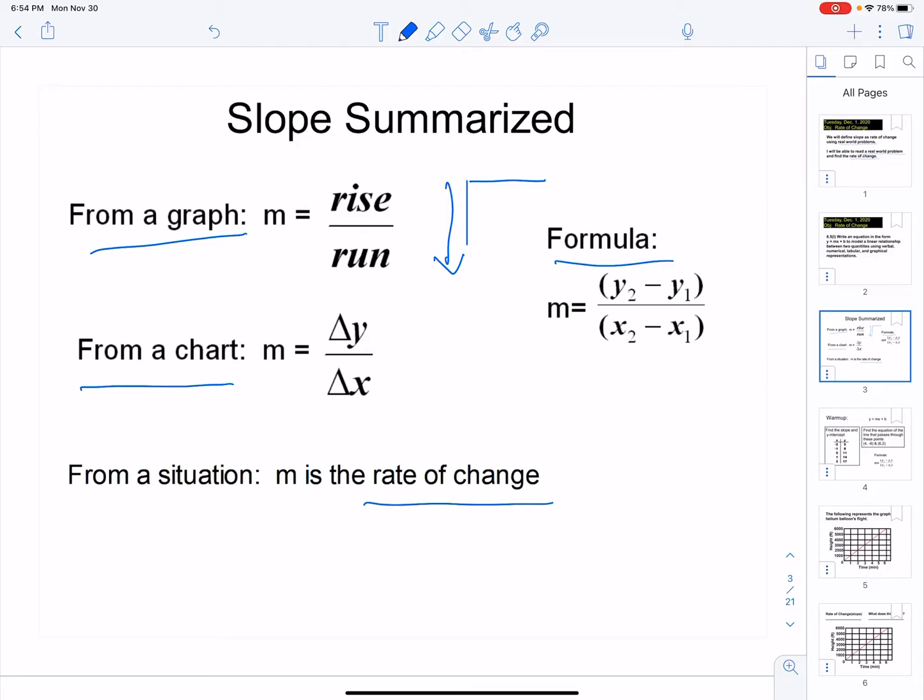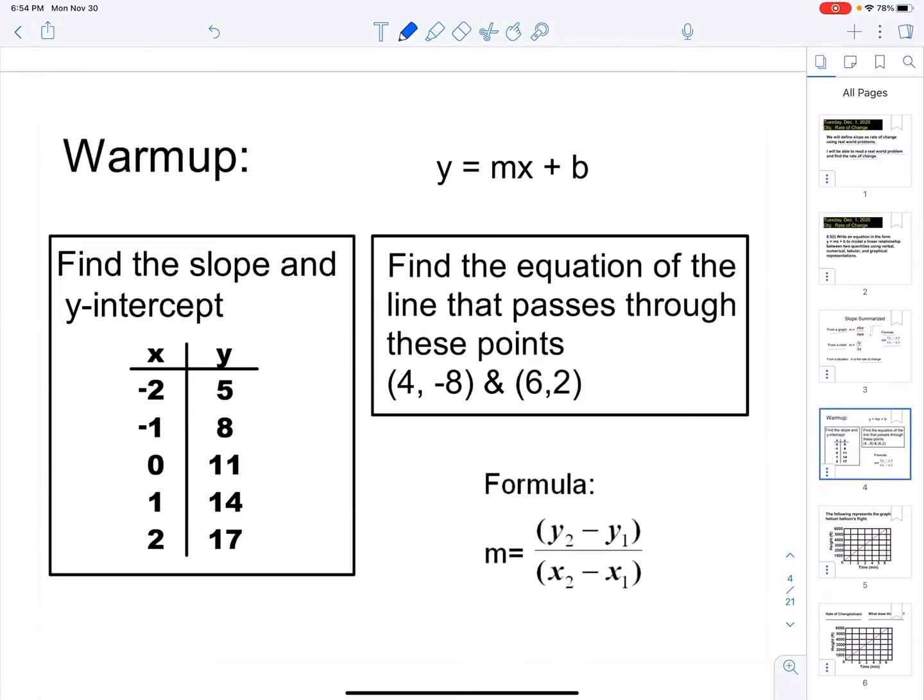And then yesterday, we looked at finding slope from a formula, and this was the formula that we used: y2 minus y1 divided by x2 minus x1. So let's see if we can do a couple problems using these formats.